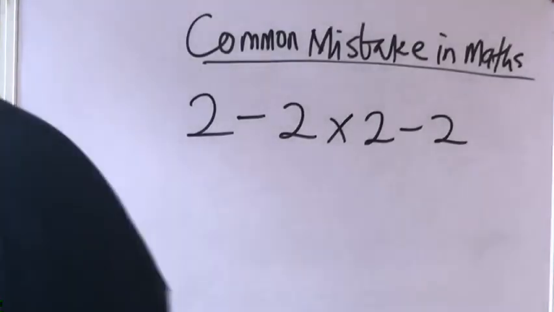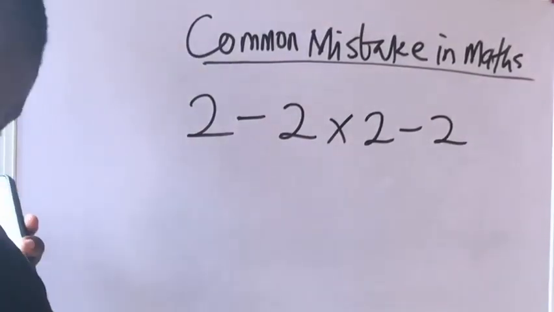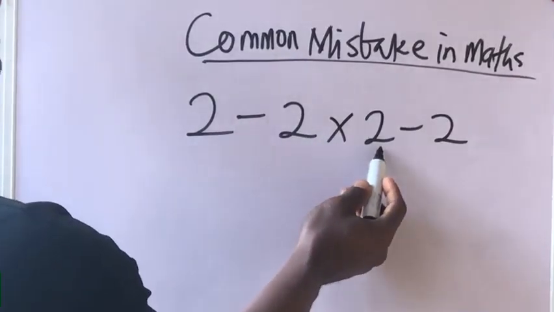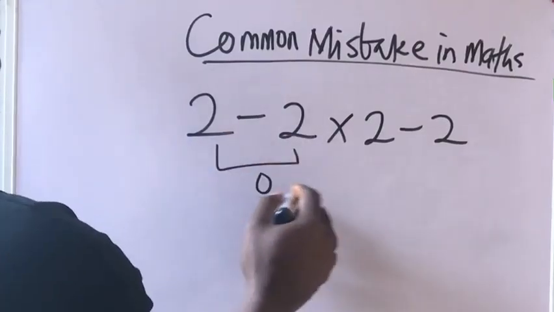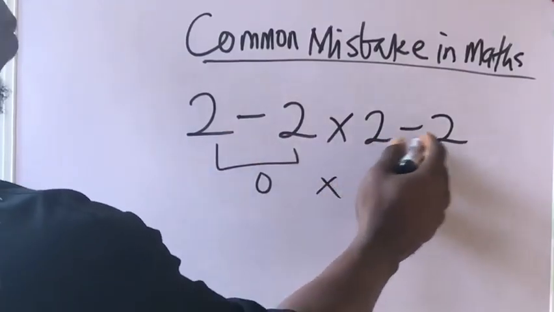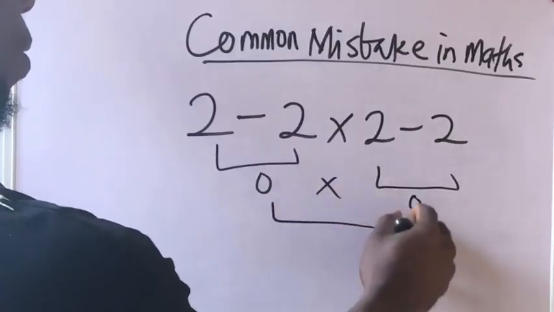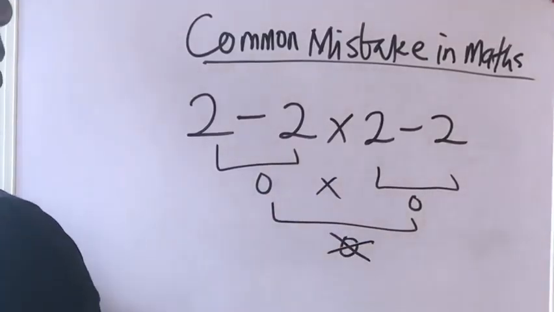Hi guys, pay attention to this common mistake that we always make in maths. 2 minus 2 times 2 minus 2. 2 minus 2 is what? 0. Times 2 minus 2 is what? 0. 0 times 0 will give us 0. This answer is not correct. Let's solve the correct answer.